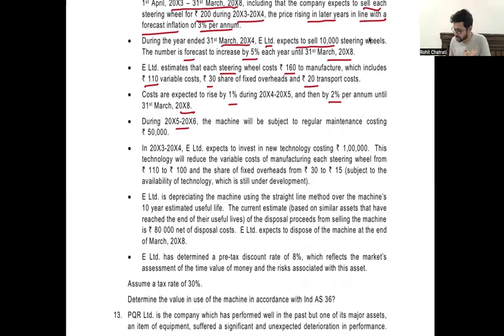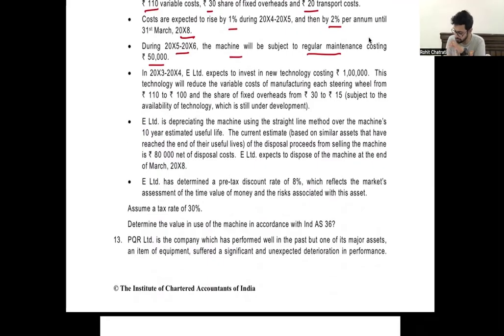During 2015-16, the machine is going to be subjected to regular repair and maintenance costs of rupees 50,000. This is a cash outflow for the company that is associated with the machinery. When you're calculating the value in use for the machinery, you will discount the present value of the cash flows that you expect to receive. 50,000 is a cash outflow, and this will be deducted when we are calculating value in use in 2015-16.